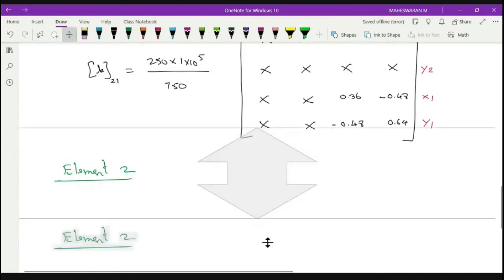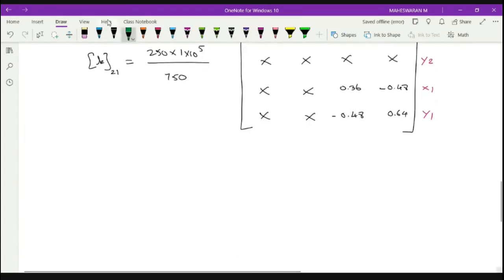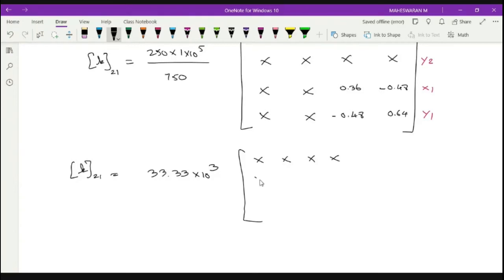Oh. What are you getting here? Sorry. So K21, what happens when you add this? So 250 into 1E5 divided by 750. What you are getting? 0.33 into 10 power 3. Right? Are you getting this? Yes, sir, same.